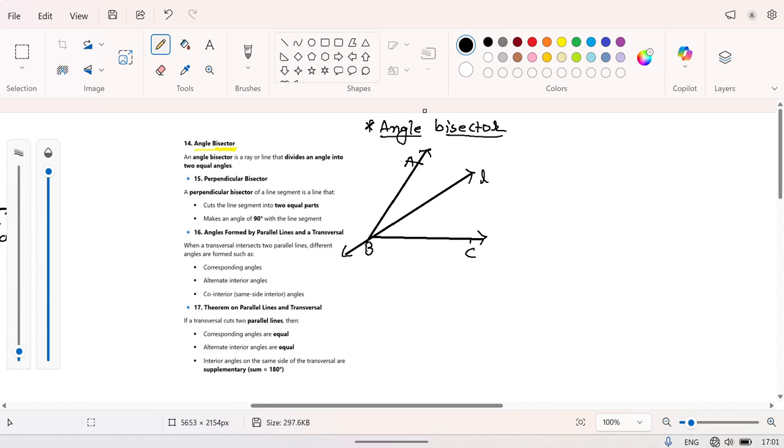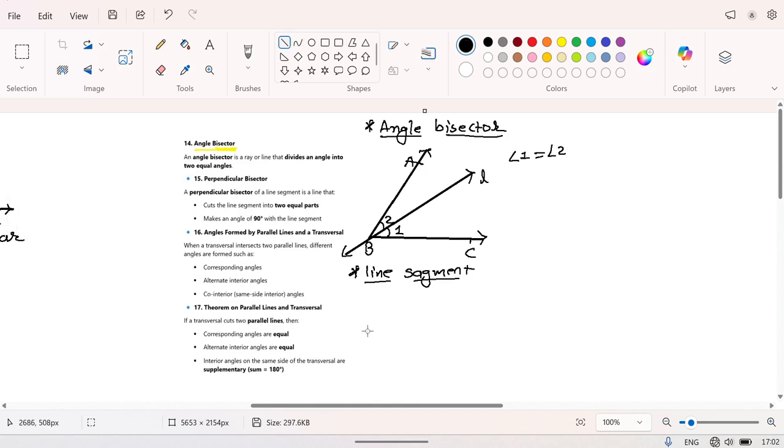Let's suppose this is line L. It creates angle 1 and angle 2. If any line divides any angle into two equal parts, it means angle 1 equals angle 2. So that line is called the angle bisector of that angle. It means line L is the angle bisector of angle ABC. Similarly, there is a perpendicular bisector for the line segment. Let's suppose the line segment AB.